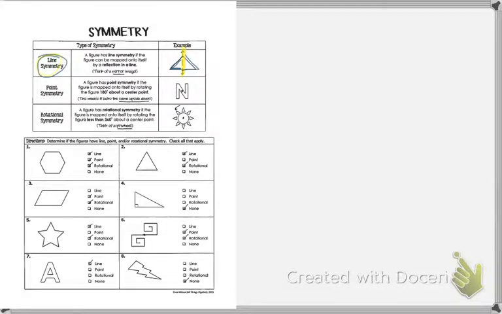When you're talking about point of symmetry, it's when you can map it by rotating it 180 degrees on a center point, or you can flip it upside down. Okay, that is your point of symmetry right there.